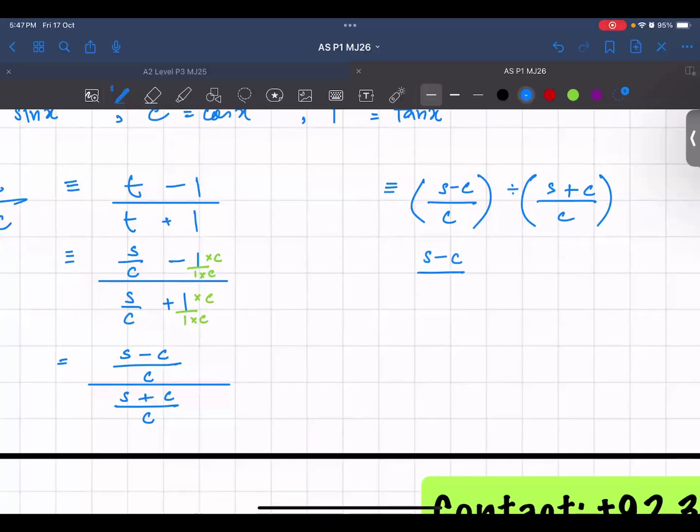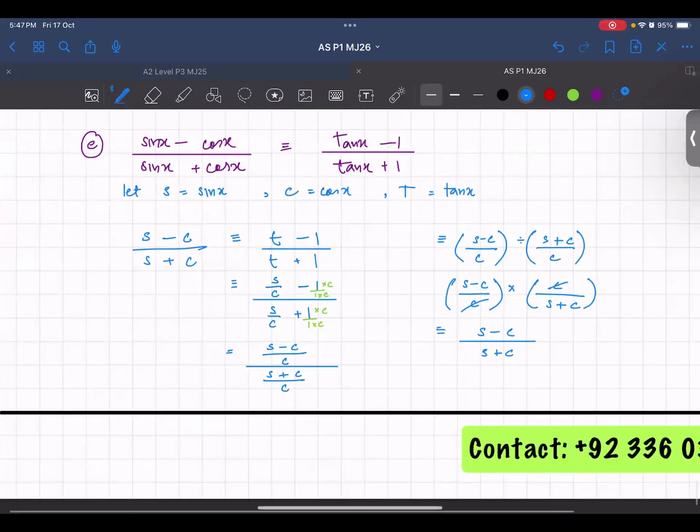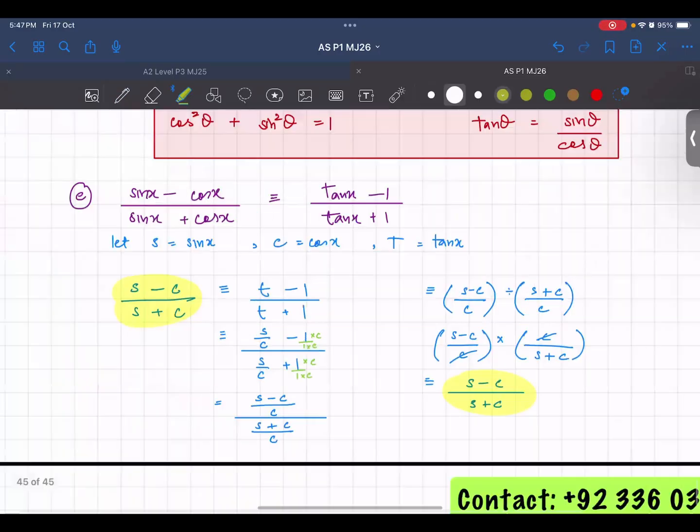Now if I take the reciprocal, cos comes up, sine plus cos. So now the cos and cos cancel out. You have the thing which they had asked you to show. This is exactly the left side. You can see this and this are exactly the same. So this is my work complete.